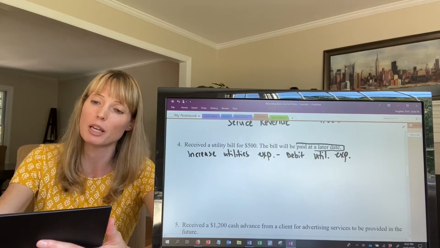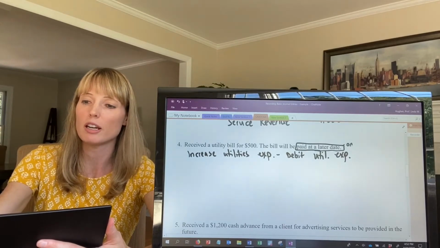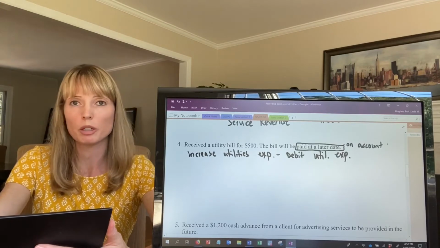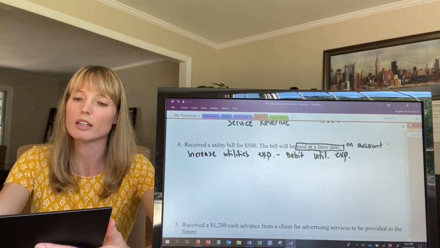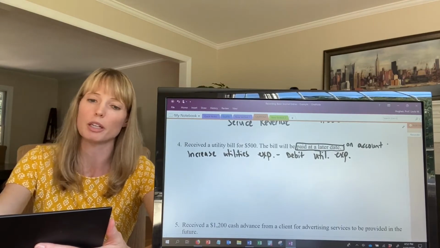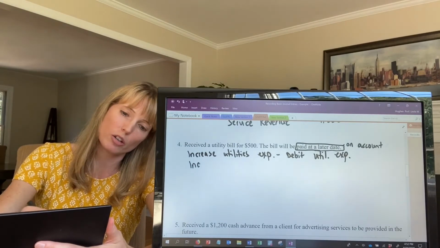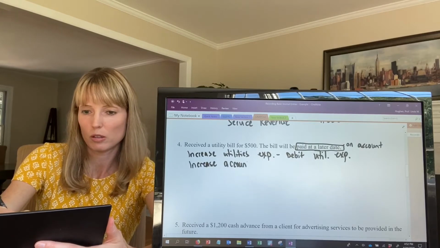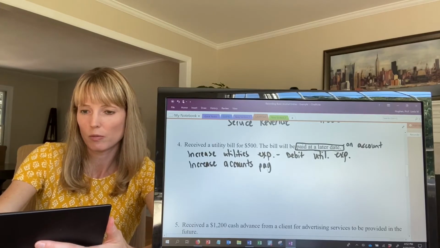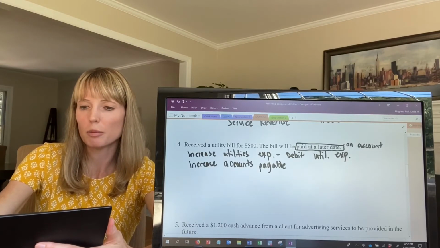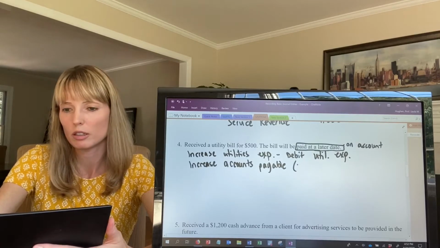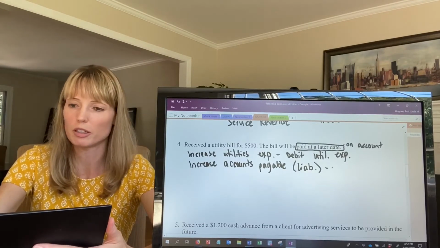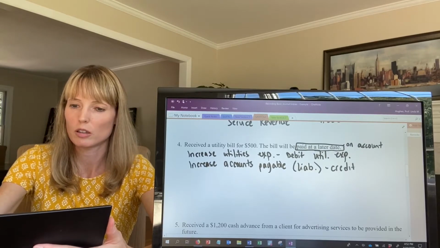So when it's unpaid, that means on account. Is that accounts payable or accounts receivable? We have to think about what's going on. We now owe the utility company. So we increase accounts payable. And accounts payable is what type of account? Liability. And how do we increase a liability? With a credit.